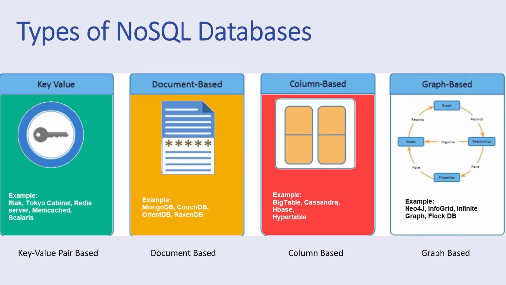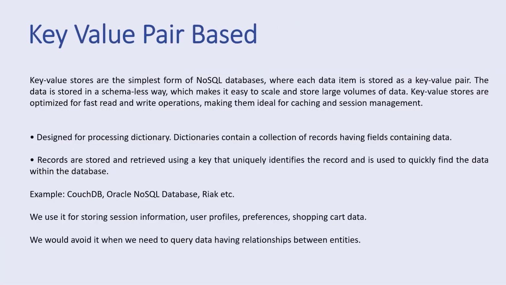So now there are four types of NoSQL. First is key-value pair based NoSQL. Second is document-based NoSQL. Third is column-based NoSQL. And fourth is graph-based NoSQL. So let us look at the first type of NoSQL.